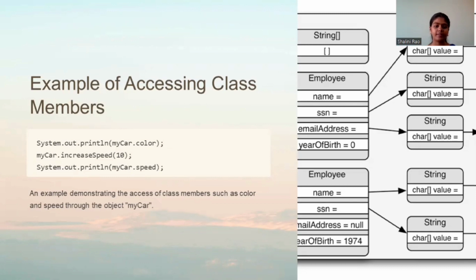Here we have an example of accessing class members. First, we have to use the object name followed by dot, which is the dot operator, and then followed by instances. Using the dot operator and the class object, we access the class members. An example demonstrating the access of class members such as color and speed through the object myCar is given here, where myCar is the object and then color is the instance and increaseSpeed is the method.